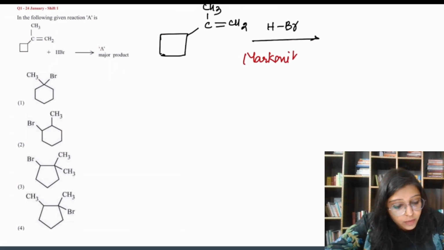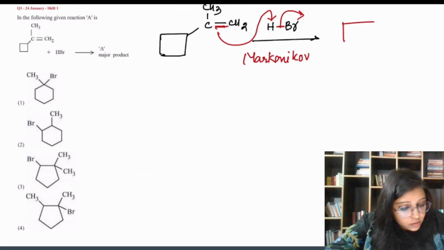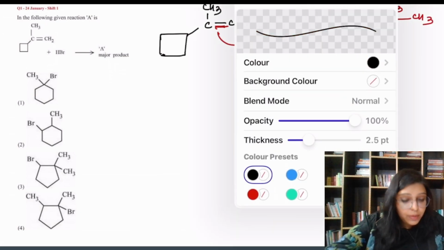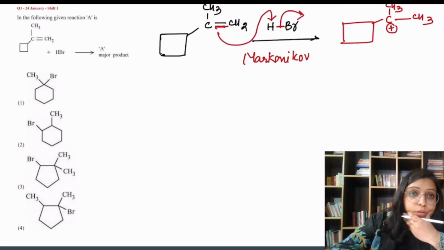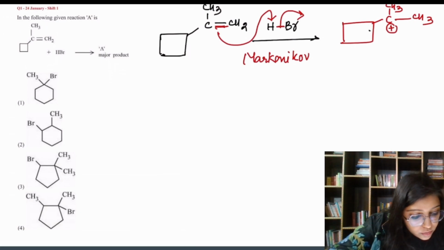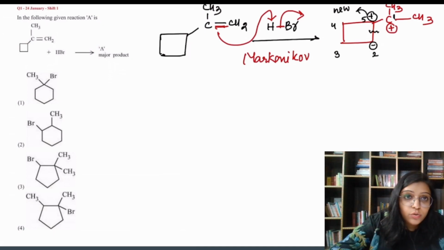So in Markovnikov, what happens? This double bond forms a bond with this H plus and Br leaves. So we have C, CH3 and here we write CH3 and a positive charge is formed over here. Now you have to check what we are going to do. Obviously, it is a 4-membered ring, so we can expand the ring. So this bond can dissociate and the electron of this bond comes over here. So here we have a negative charge and here we have a positive charge, a new positive charge. So if this is number 1 carbon, this is 2, this is 3, 4, 5, right? So we get a 5-membered ring.